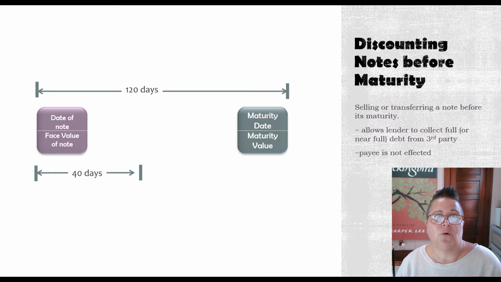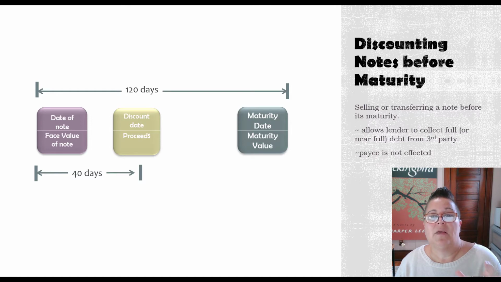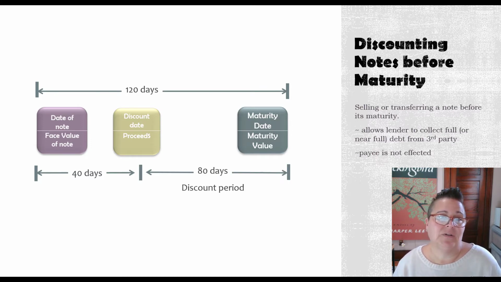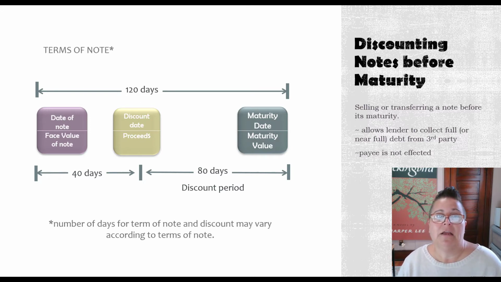Because the note was held for 40 days, the end of those 40 days is what we would call the discount date. That's where we start talking about proceeds. Proceeds can start being collected from that date. The 80 remaining days is known as the discount period. So the time remaining on the loan at the point at which they discount it is known as the discount period. I would just like to make clear that this example where I'm doing 120 and 40 and 80 is based on the previous story that I told a little bit earlier, and that the days for the terms of the notes and the discount dates are going to vary according to your problem.